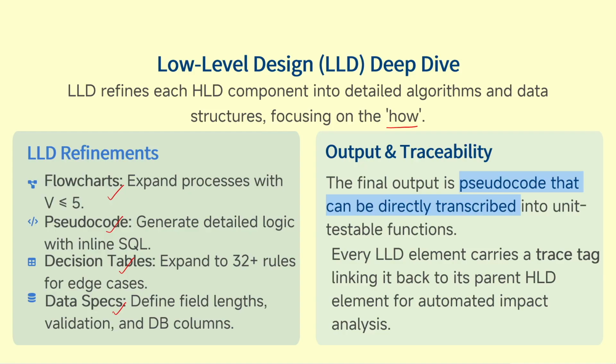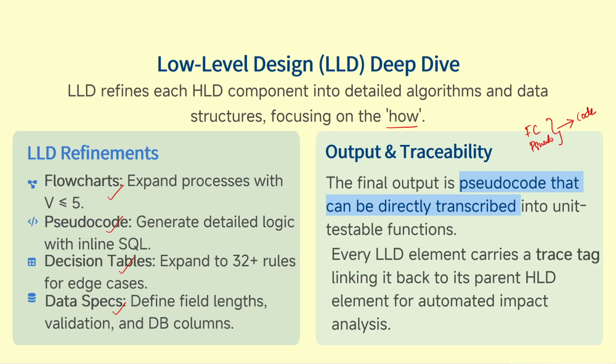So, basically the output and traceability is our next topic. The final output of the pseudocode can be directly transcribed into unit testable functions. Normally, the flow chart and the pseudocode are used to convert to a particular code, be it any programming language. Pseudocode, as the name suggests, is a false code. Prior to the real code, we convert each part written in the pseudocode to a particular programming language, say Python, Java or C or whatever.